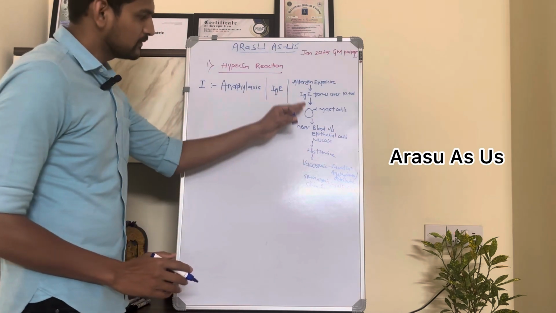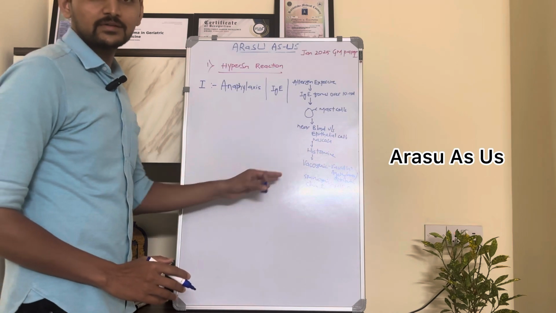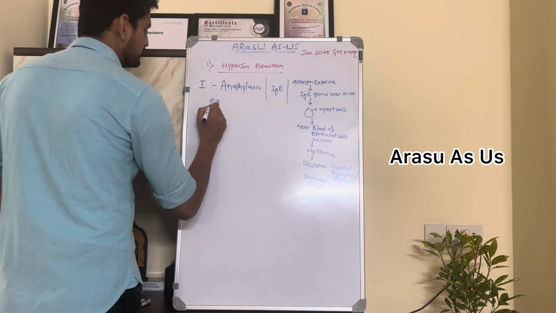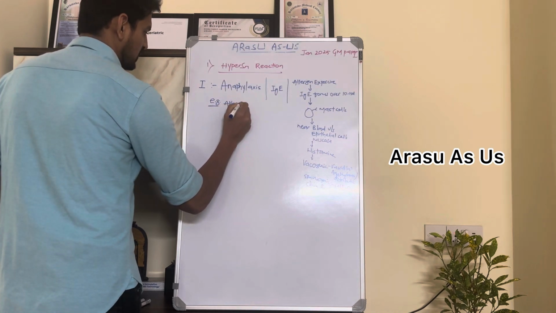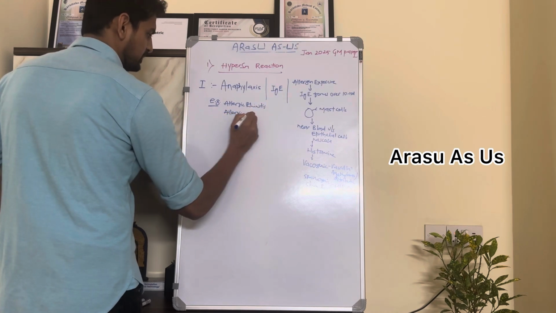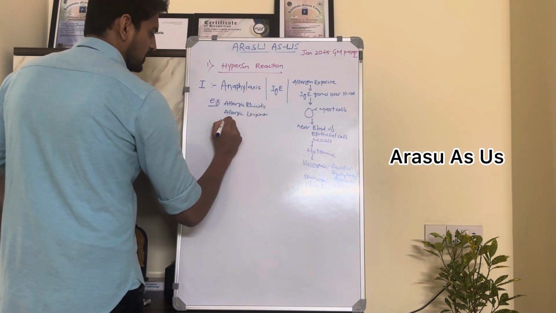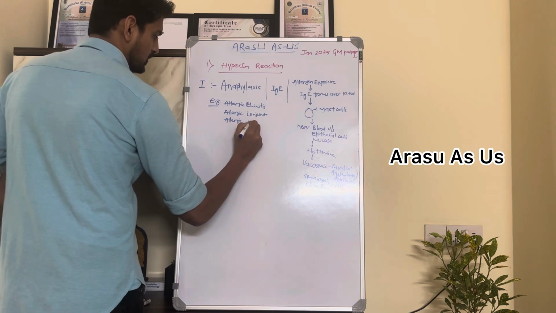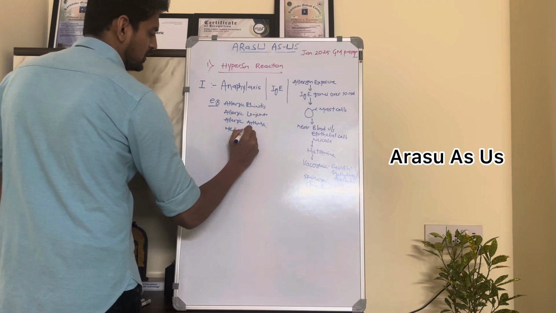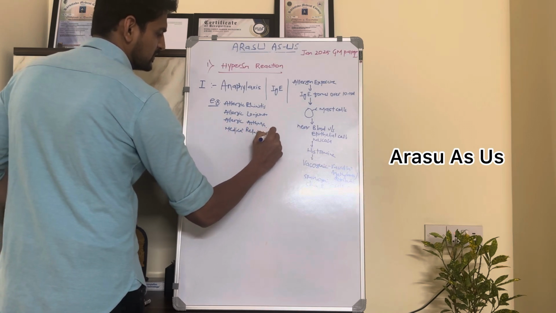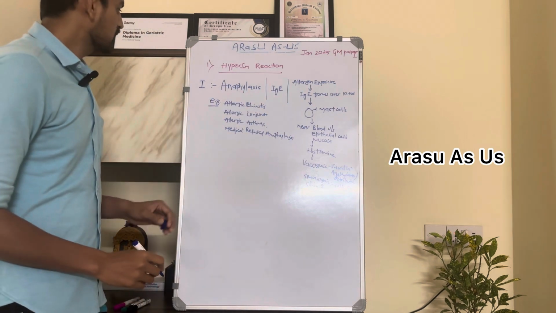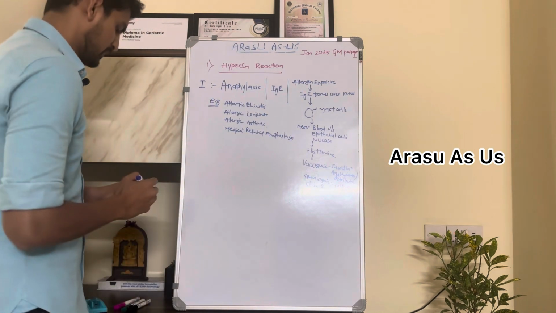And from this explanation, you might be now able to guess what diseases are listed under type 1 hypersensitivity. So the examples are allergic rhinitis, allergic conjunctivitis, allergic asthma, and any medication related anaphylaxis. These are all considered under type 1 hypersensitivity reaction.